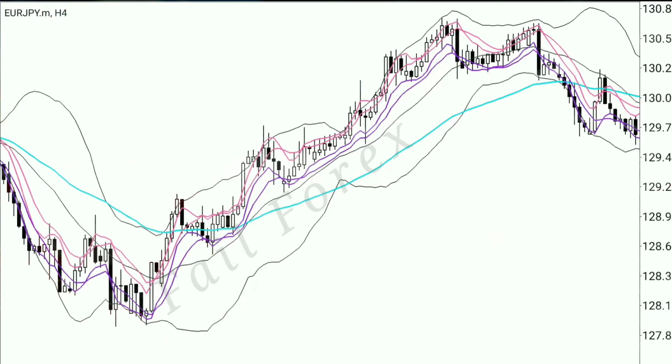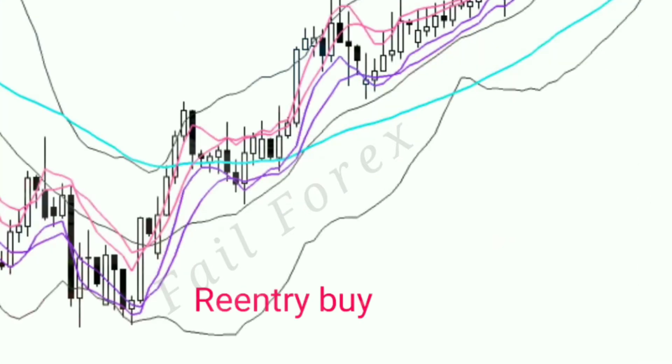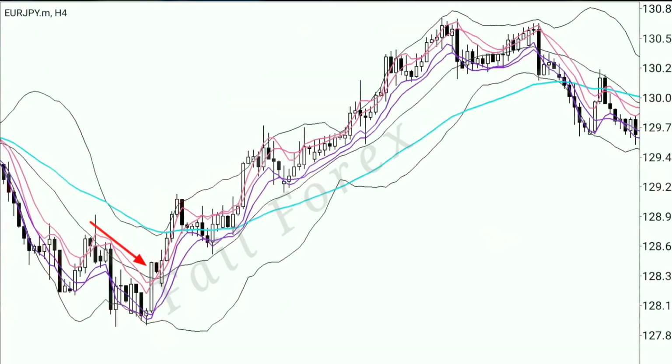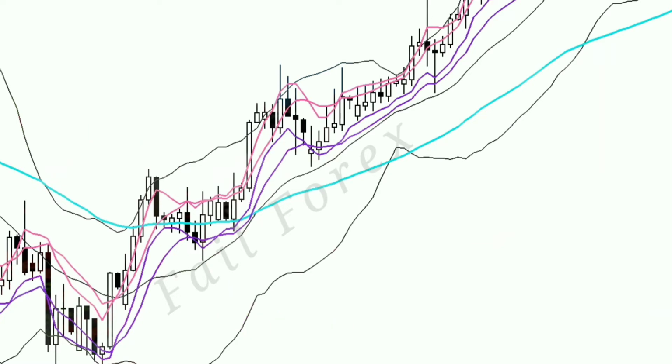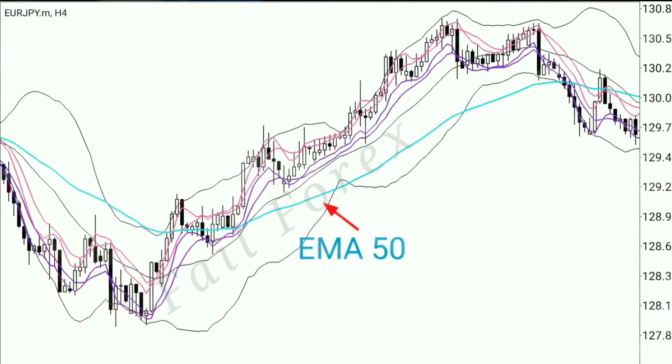Next, I want to discuss the buy and sell setups that we can use for entry on this ZZL BBMA system. 1. Setup buy. A. The setup we are looking for is a buy re-entry setup. B. Candlesticks should close above the MA5 and MA10 high, and not try to close below the MA5 and MA10 low. C. MA5 and MA10 low should be above the mid-BB. D. Mid-BB should be above the MA50 when the market is in an uptrend.